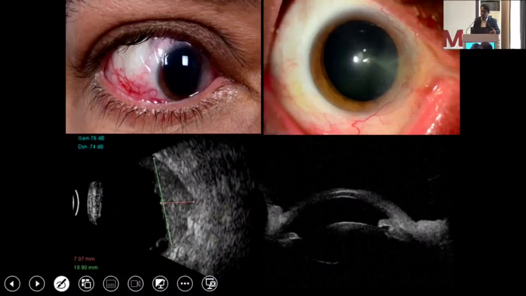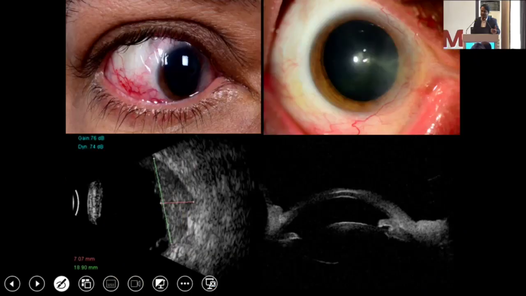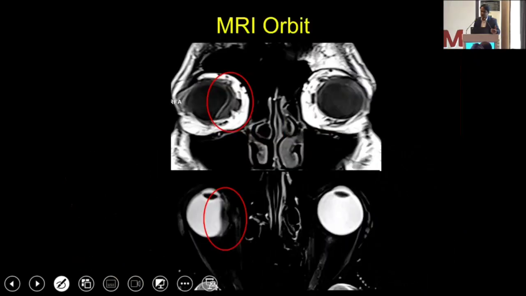Stereotactic radiation can be used in young patients. This was a patient where there was intraocular extension of squamous cell carcinoma with multiple prior excisions, and obviously he was not ready for any kind of destructive surgery. So we used stereotactic radiation, chemoradiation. Here, this is the kind of retinal detachment that he had, and that is the intrascleral extension. That's on MRI. You can see the extraocular and the intraocular component both seen here.